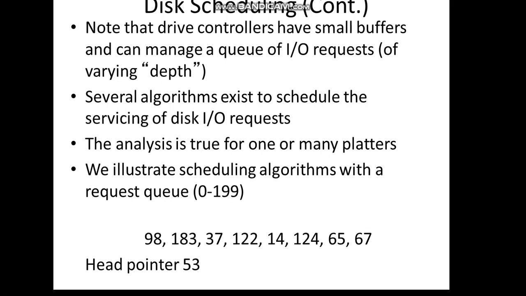This is one such queue where the request queue is ranging between the numbers 0 to 199, that is, to access the tracks or sectors between 0 to 199. Here is the content of one such request queue: 98, 183, 37, 122, 14, 124, 65 and 67. Right now your head pointer is at the 53rd sector. So what is the best or optimal algorithm to process all these requests in the queue, that we are going to see here. I will see the algorithms one by one.